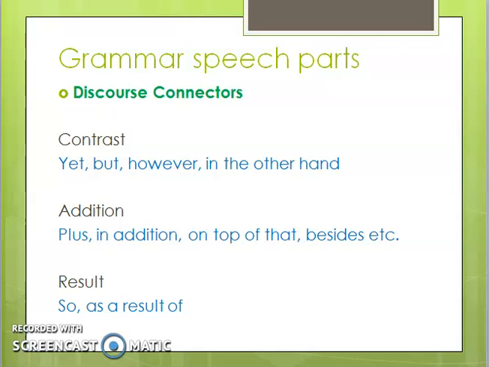Just to mention, the other part is addition. These conjunctions are well known since they add more information and they make 2 sentences into one. We have the conjunctions plus, in addition, on top of that, besides, etc. In a previous video, I showed you a lot of the conjunctions that we use to make this happen. Then the last one is for result. The most common conjunctions are so, as a result of, and later we're going to see some examples of this.